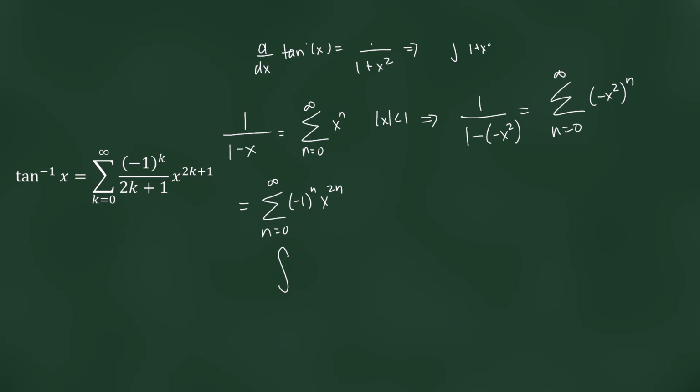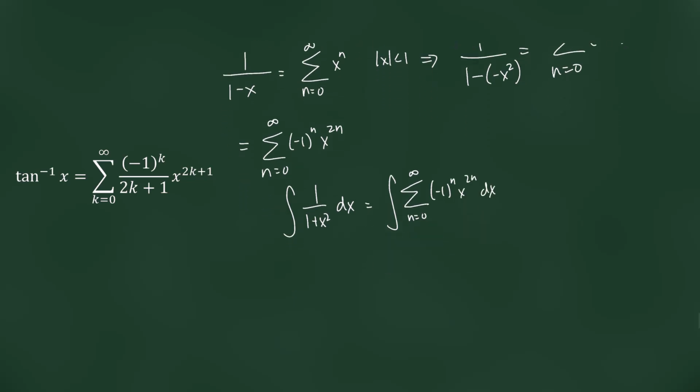So now what we know is that the antiderivative of 1 over 1 plus x squared must be the same thing as the antiderivative of this series with respect to x. And because of the way that antiderivatives work, we can move the sum to the outside.